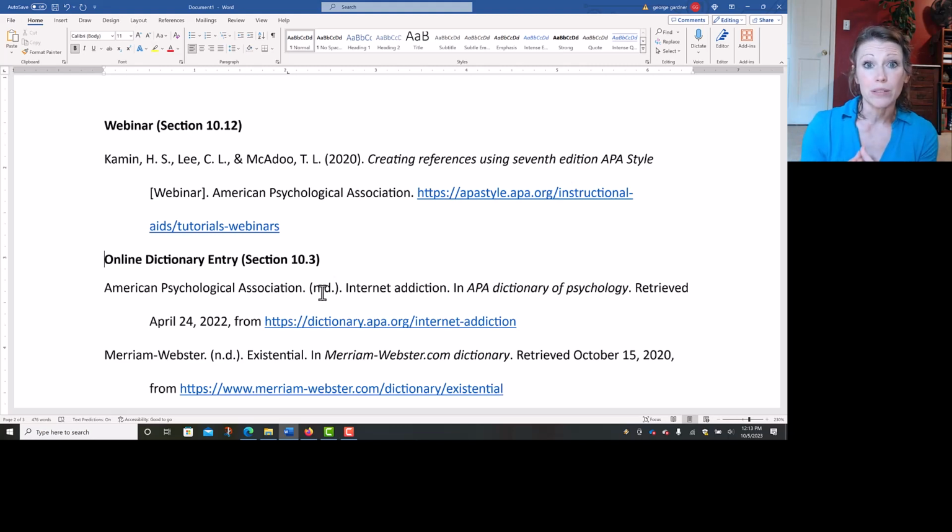Any proper nouns, so names of people and places, get capitalized. And you would capitalize the first word after punctuation like a colon, question mark, exclamation mark, or period that would be in that title. So you would capitalize that next word. Otherwise, none of the other content words are capitalized for an APA title.